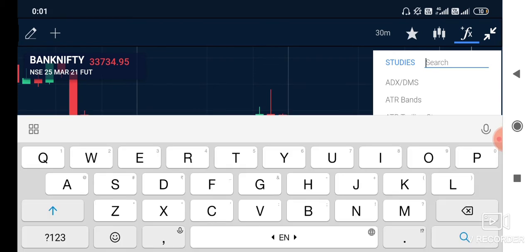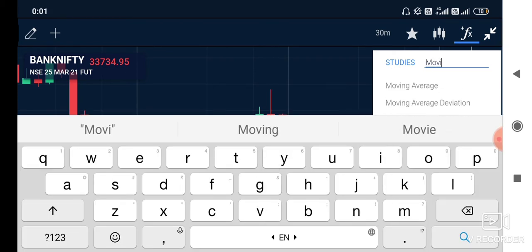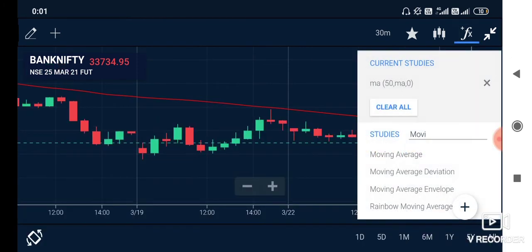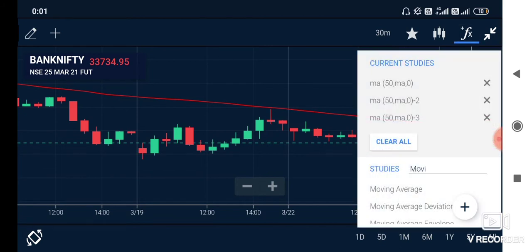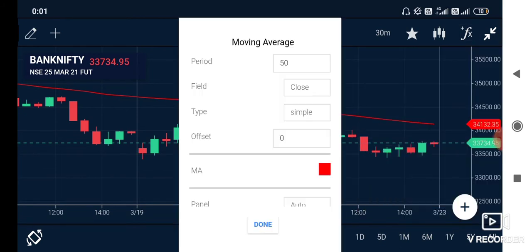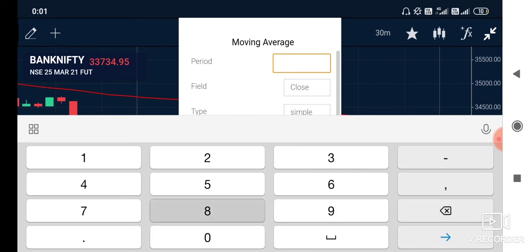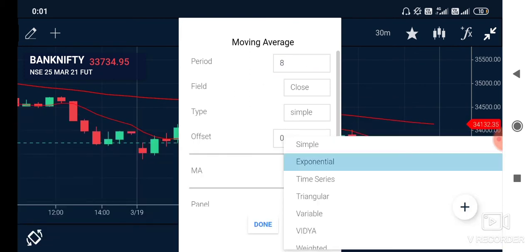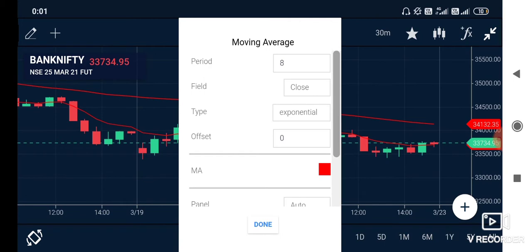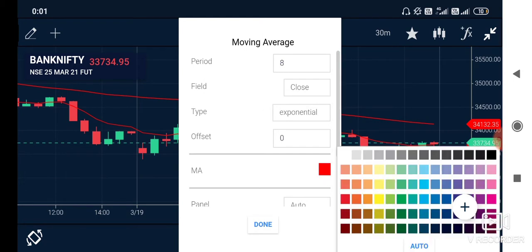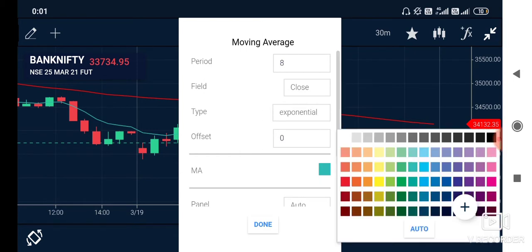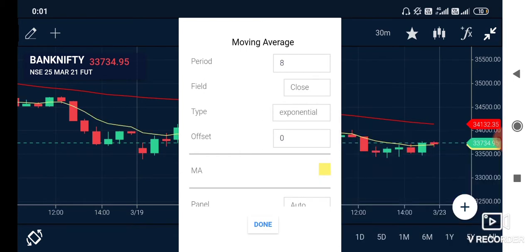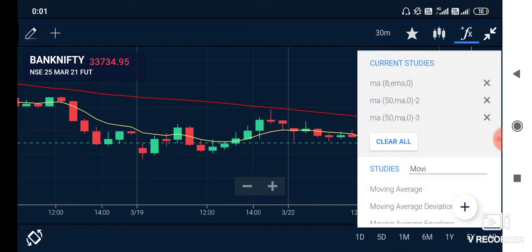The first technical indicator that we are going to use is moving average. We add moving average three times, so these are the three moving averages. The first one that we are going to apply is the 8 moving average, an exponential moving average. We select 8 periods, close, exponential, and we'll keep it yellow. So yellow is our 8 moving average.